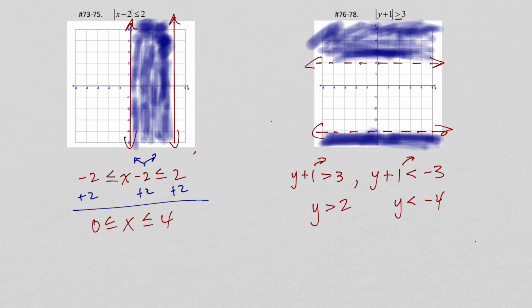The important thing to remember is I knew I was going to have 2 shaded regions when I was done because we had an absolute value greater than a positive number. On this problem, I knew I was going to have 1 shaded region and therefore use the sandwich method because we had an absolute value less than a positive number. And that's it.